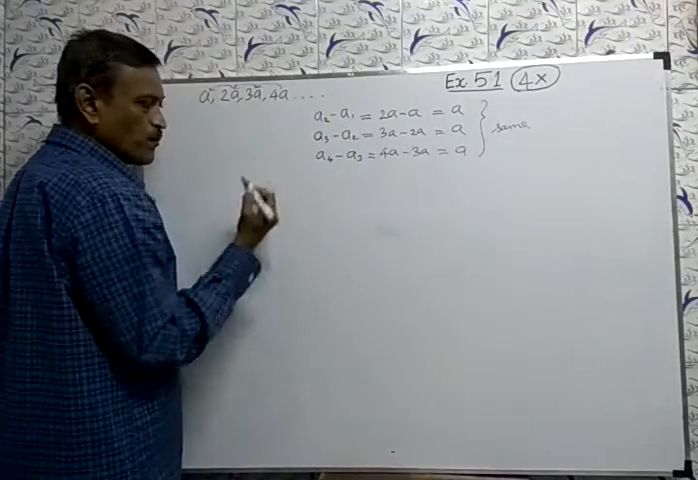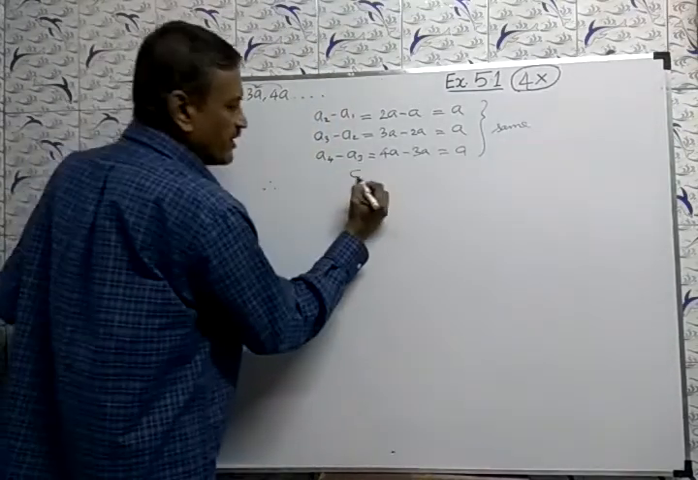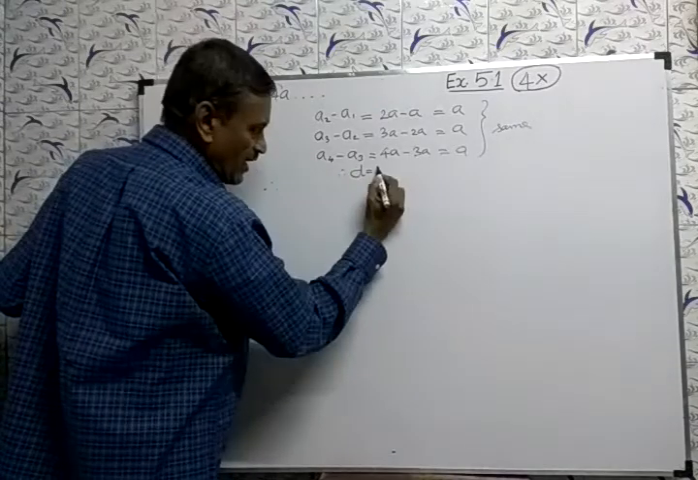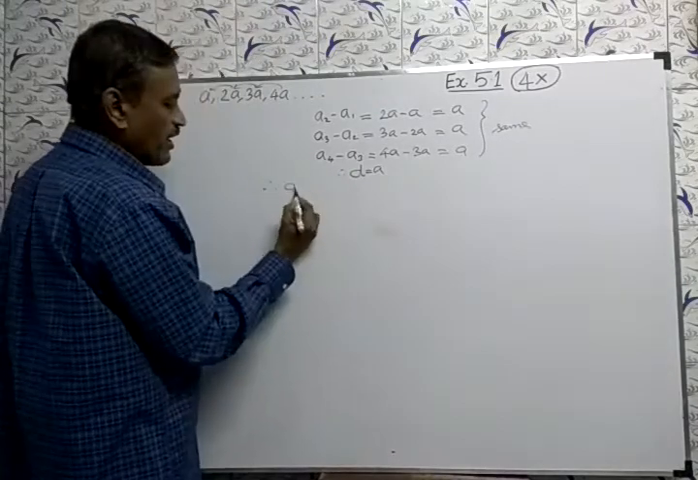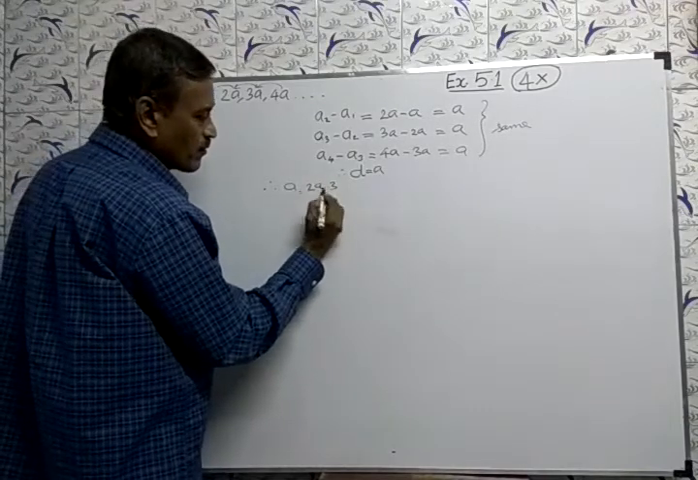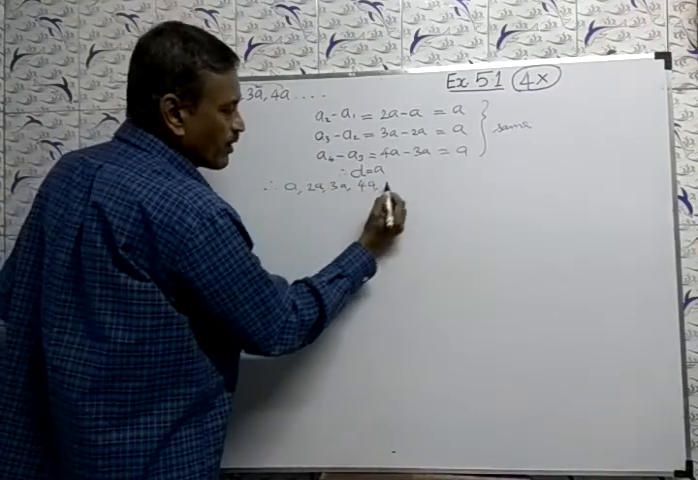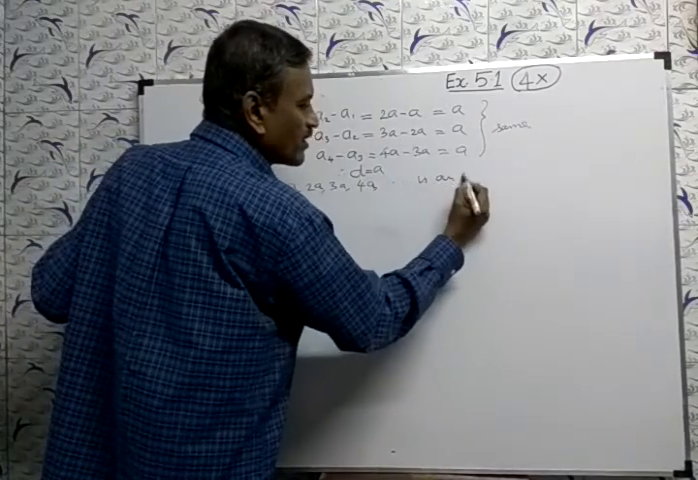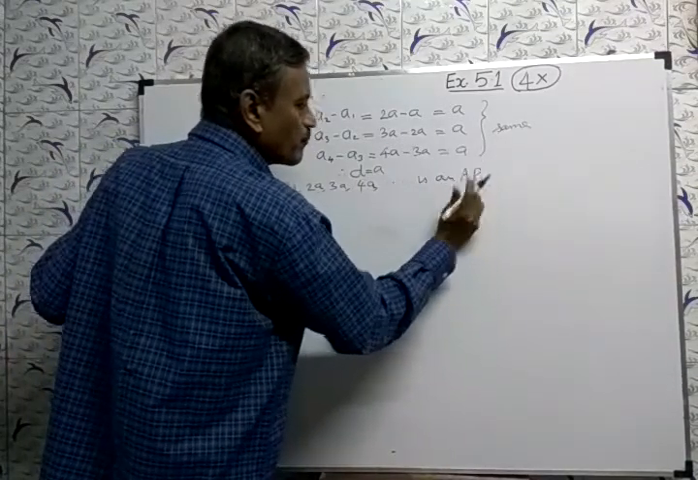Therefore, you can say D equal to A. Therefore, A, 2A, 3A, 4A is an AP.